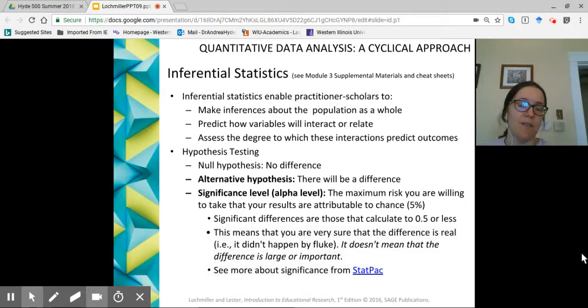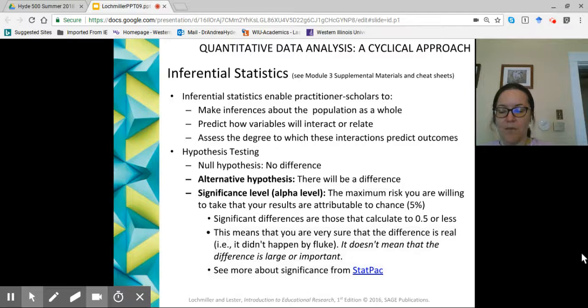Inferential statistics are just tests used to make guesses based on evidence. So that's all that means. But what quantitative researchers do with these is make inferences about the population as a whole based on a sample, predict how variables will interact or relate to one another. So this is good news when we're talking about whether or not we should continue funding a program. And also assess the degree to which these interactions predict outcomes.